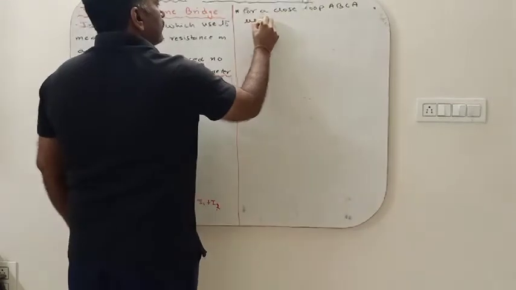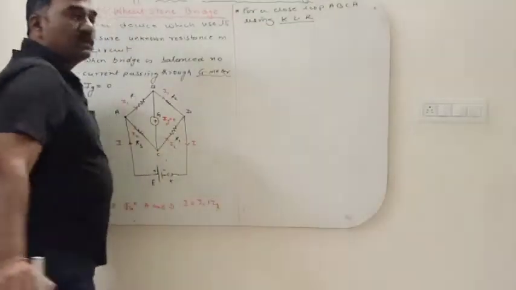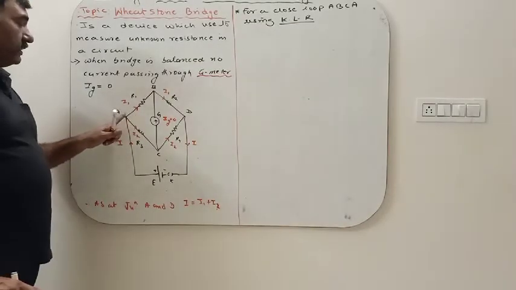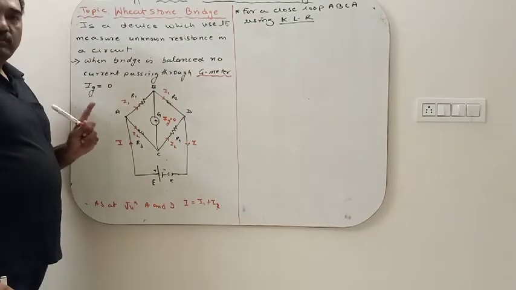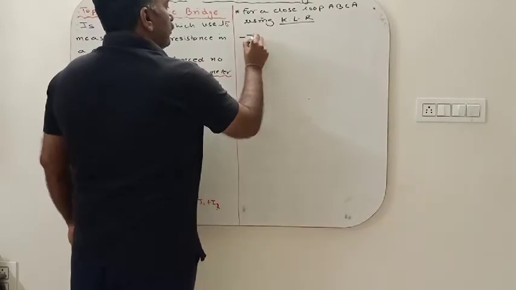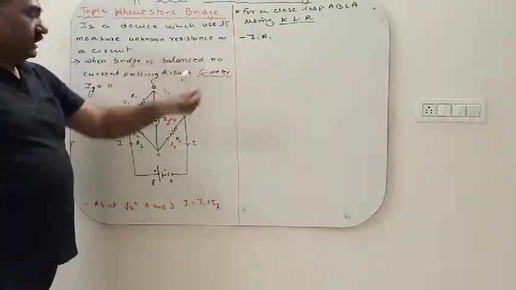Using the Kirchhoff loop rule, what is the sign convention? You are moving from A to B in the same direction as the current I1, so your potential decreases. For the resistance R1, the potential decreases by I1 R1. That is why we are using the negative sign.